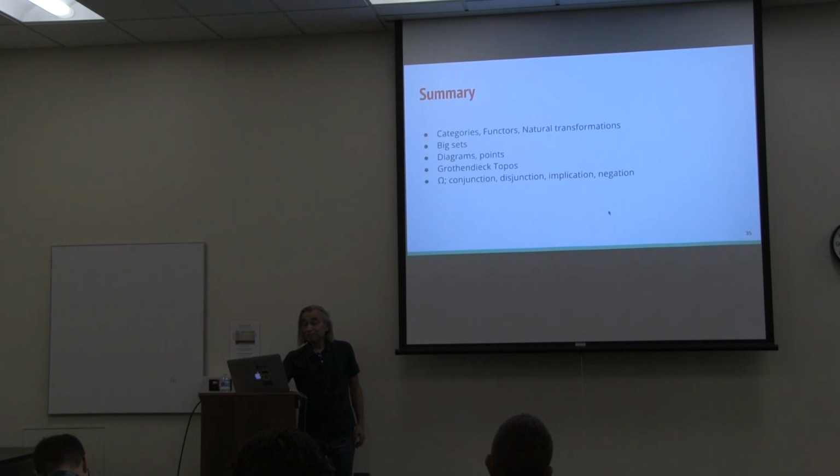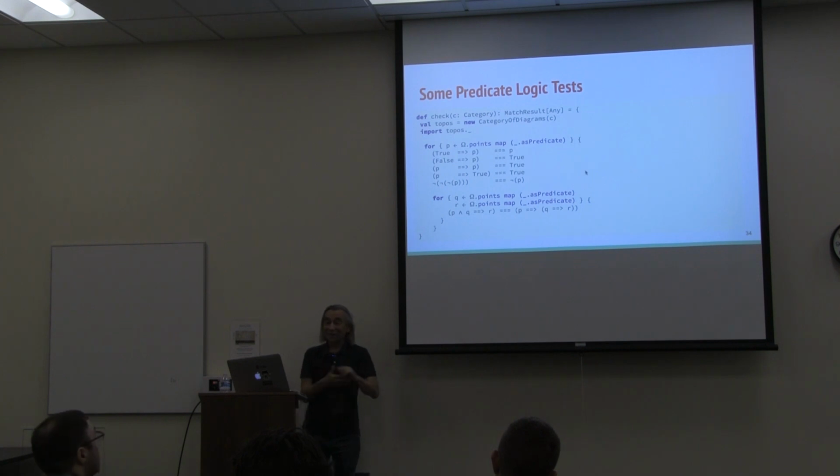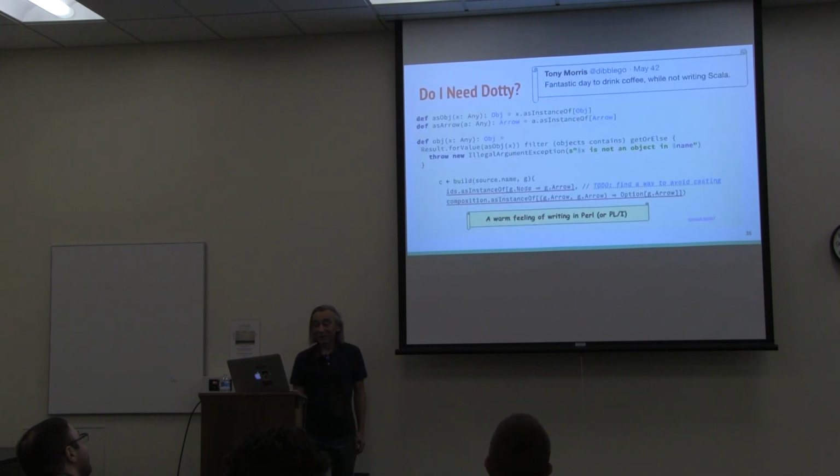So what we had: categories, big sets, diagrams, and points, and Grothendieck topos, and these operations. And the thing that I'm mostly proud of is the collection of unit tests for that. Well, because I was really tired. So tired of Scala. So I don't know, like quoting Tony Morris about Scala, if you are signed up for his tweets. So that's how it is.